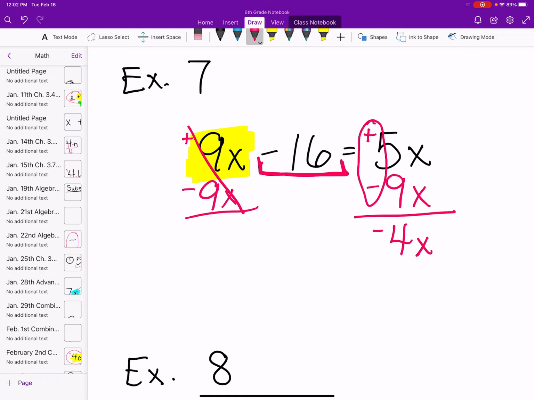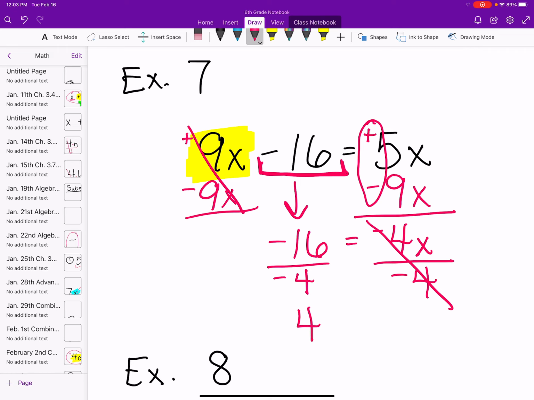9 was my bigger number, and in front of 9 was a negative sign, so it's a negative 4x. So now I bring my negative 16 down, and negative 16 equals negative 4x. I need x by itself, so I'm going to do the opposite of timesing by negative 4, which is dividing by negative 4 on each side. Two negatives when I'm multiplying and dividing makes my answer positive. So positive 4 is equal to x.